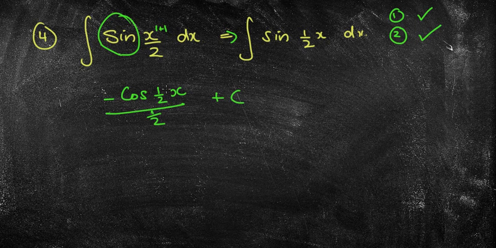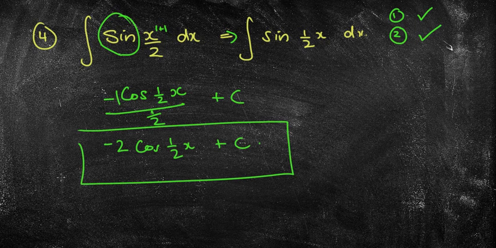Okay, so hopefully you followed that. Again, I did my negative cos because it's the integration of sine, half x, because that's my function. Then I need to divide it by the differentiation of this function, which is a half. Now, my last step is negative over a half, or negative 1 divided by half, is negative 2. Cos a half x plus c should be my function.